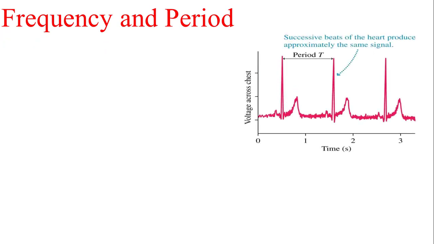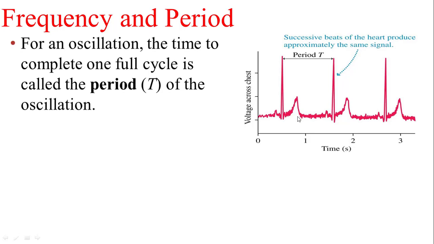Now frequency and period. In this diagram, we can see a sequence of beats produced approximately at the same signal, with voltage along the y-axis and time taken along the x-axis. See in this diagram, from one place to another place, or one node to another node, completes one revolution. So this is the time period. Now we can write that for an oscillation, the time to complete one full cycle is called the time period, and it is denoted by T.